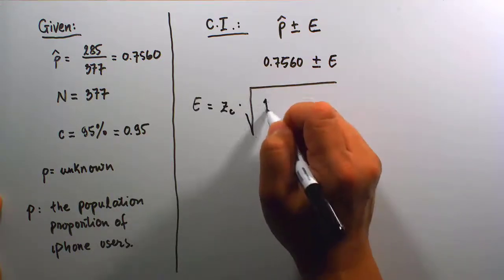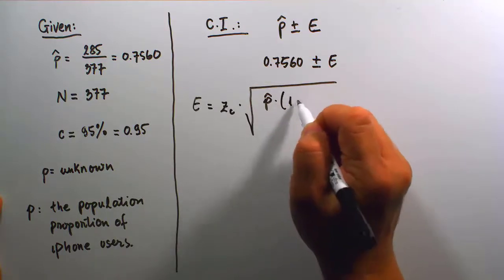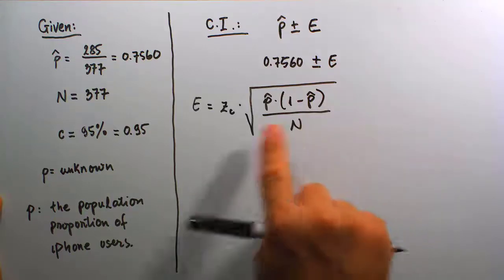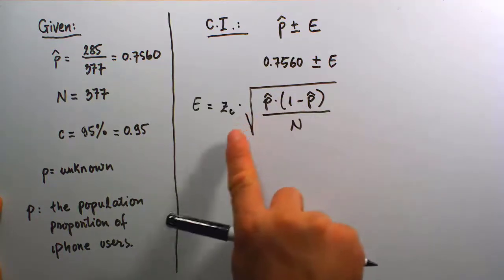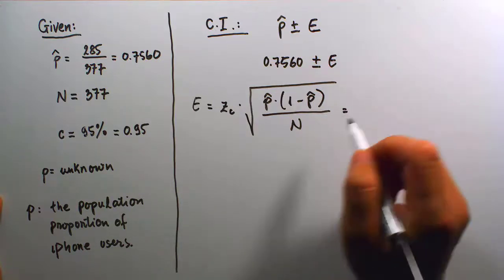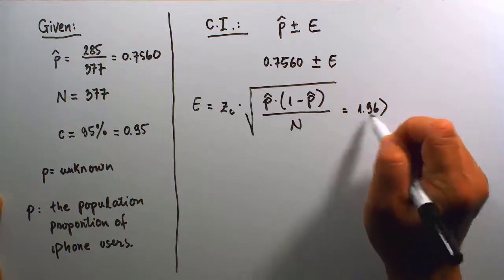Inside of the square root, we're going to utilize our given p hat, multiply that with 1 minus p hat, divided by the sample size. So all of this information is already available, and we're now just simply plugging things in. 1.96 is our z sub c.